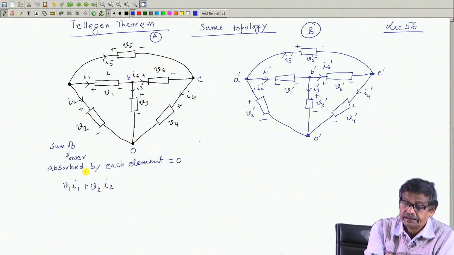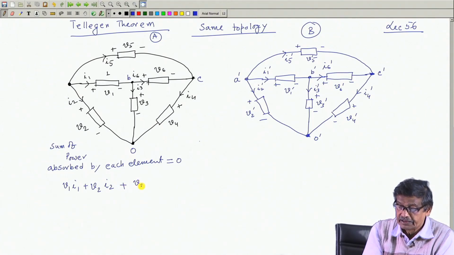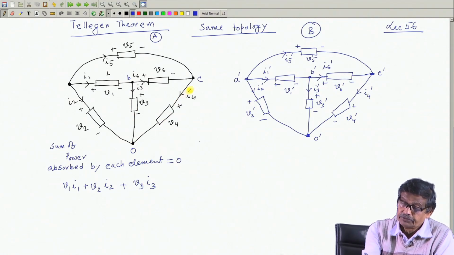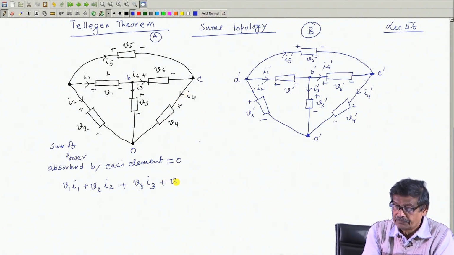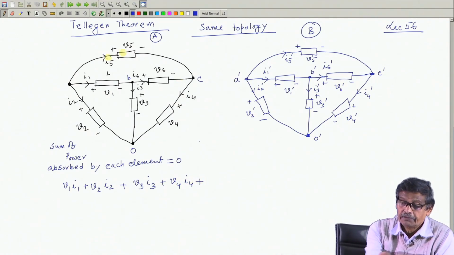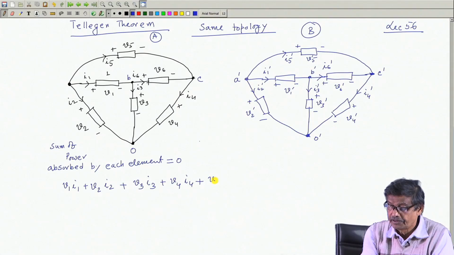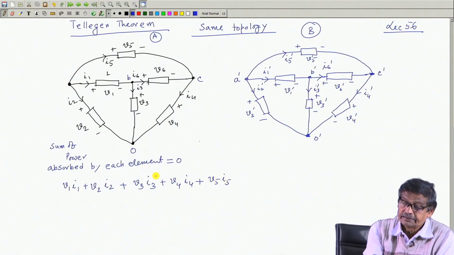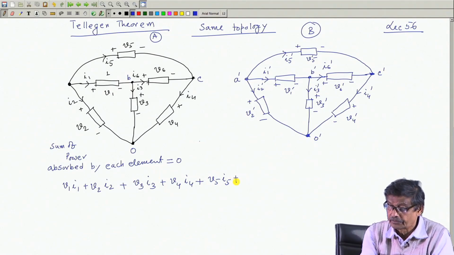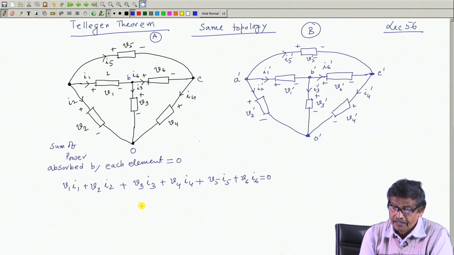What is element 3 doing? It is also absorbing power. So, it will be V 3 into I 3. What is element 4 doing? Absorbing, plus V 4 I 4. Element 5 absorbing, plus V 5 I 5. And element 6, okay, it is also absorbing, V 6 I 6, and this must be equal to 0, that is what we have learned.